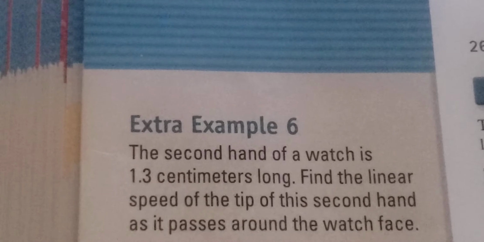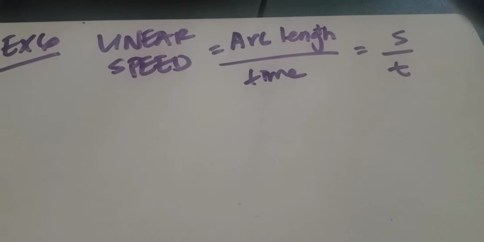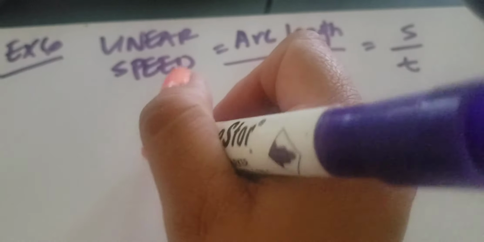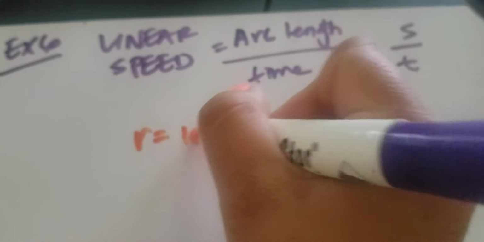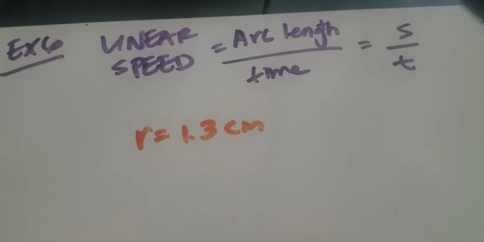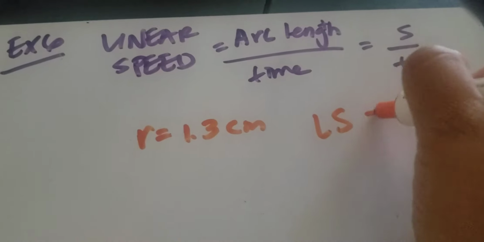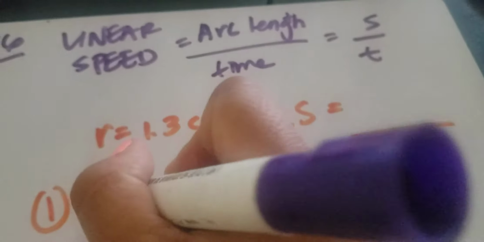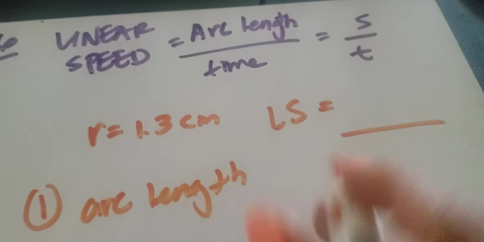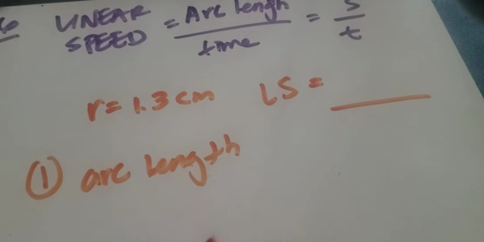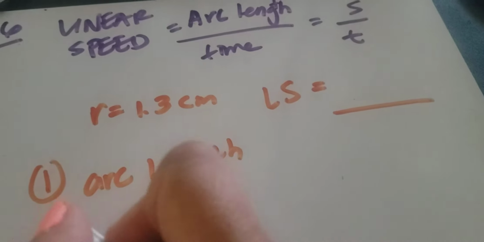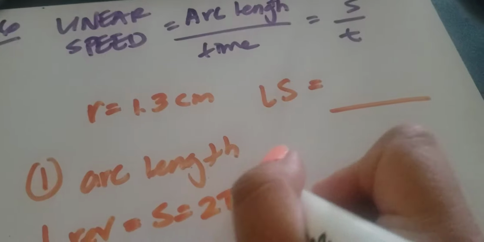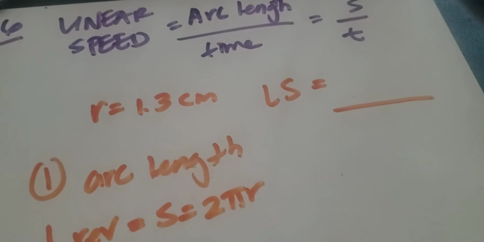All right, so let's write down what information is given. Okay, so we are given that the radius is 1.3 centimeters long, okay? And remember, our goal is to find the linear speed, okay? So that's our goal right there. So the first thing we need to do is figure out the arc length, okay? And I showed you how to find the arc length previously in the video. So remember, 1 revolution is the same as 2 pi r, okay? 1 whole revolution is the same as 2 pi r.